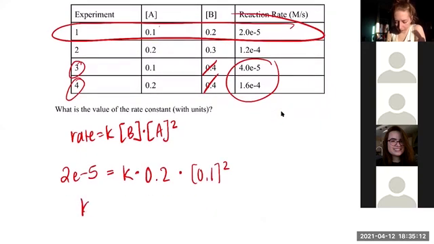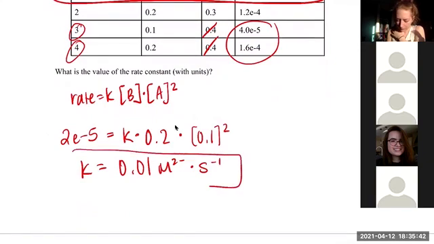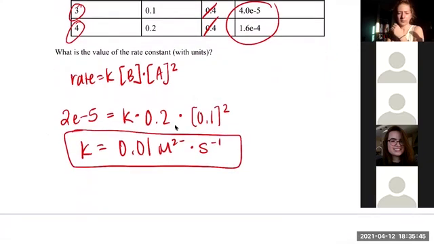That should be your setup, and all you need to do is solve for K. And you should get 0.01. And then you might ask yourself about the rate constant units. Sorry, I don't know why I said molar. Because we're dealing with third order here, it would be molarity to the minus 2 times seconds to the minus 1. Any questions on that one?